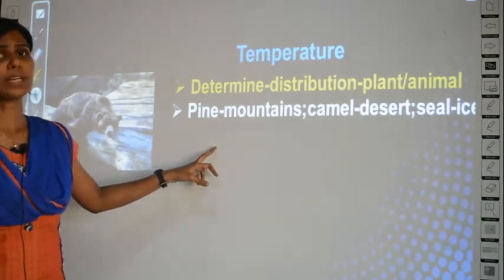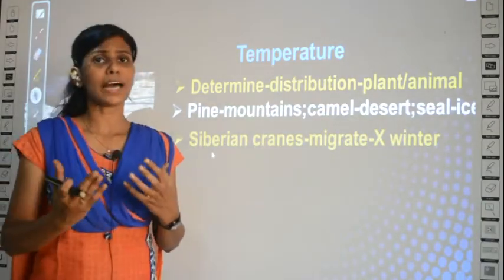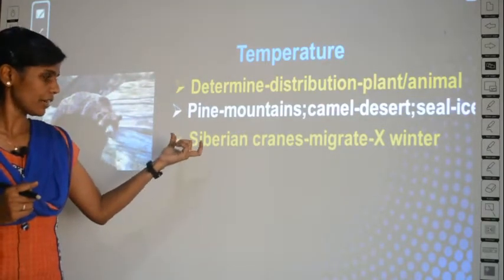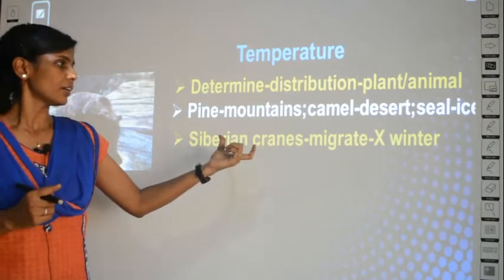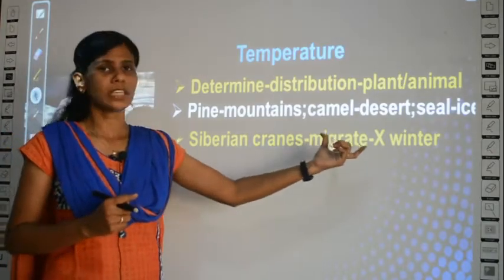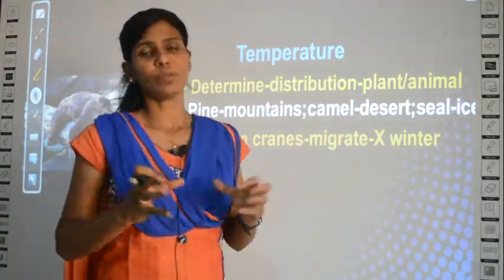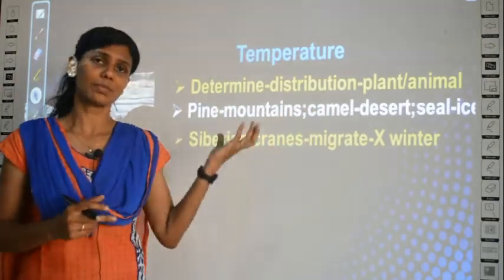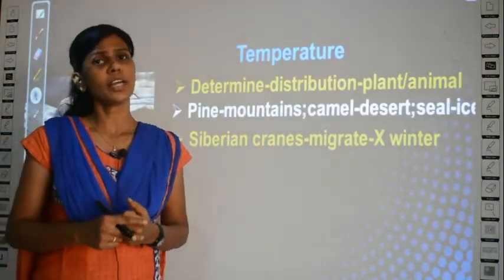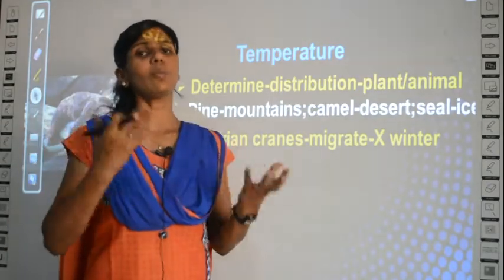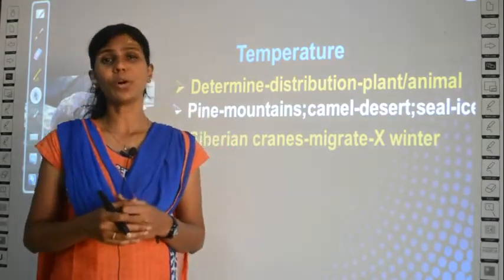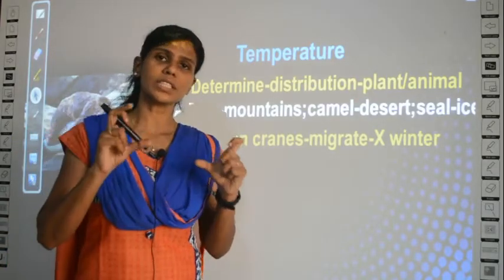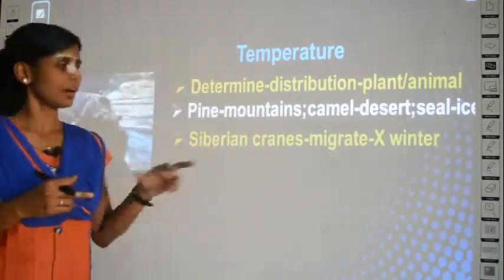So the temperature will decide which type of animal or plant should live where. And then one more example is given about migration. Siberian cranes will migrate because they do not prefer winter. The crane called Siberian crane, from Siberia, the country, will migrate to a warmer place in the winter because they do not want to survive in the cold winter conditions. So whenever there is winter, it will migrate to some other place.